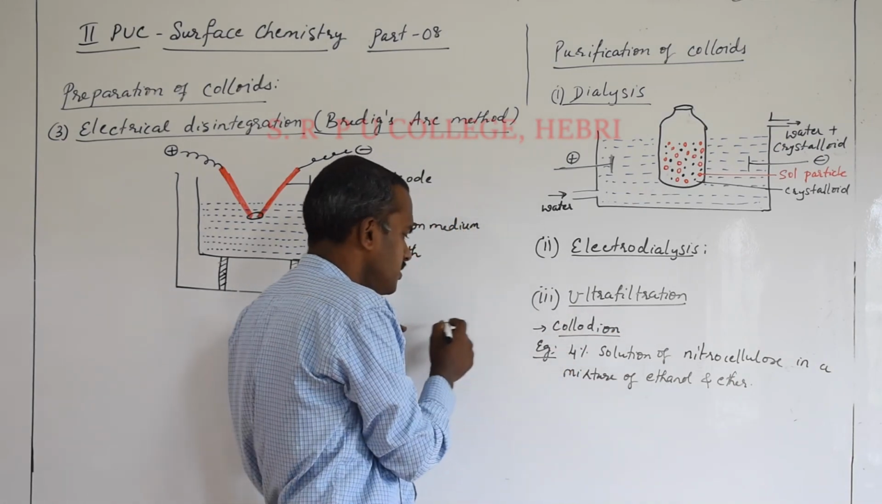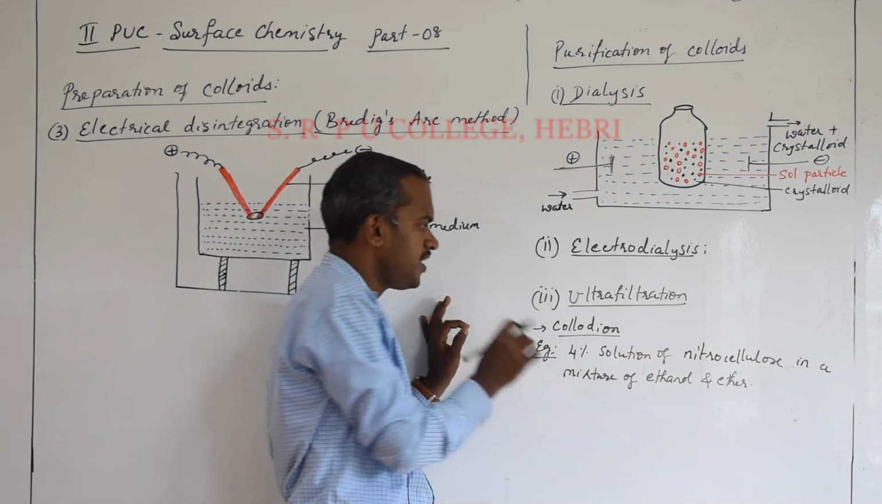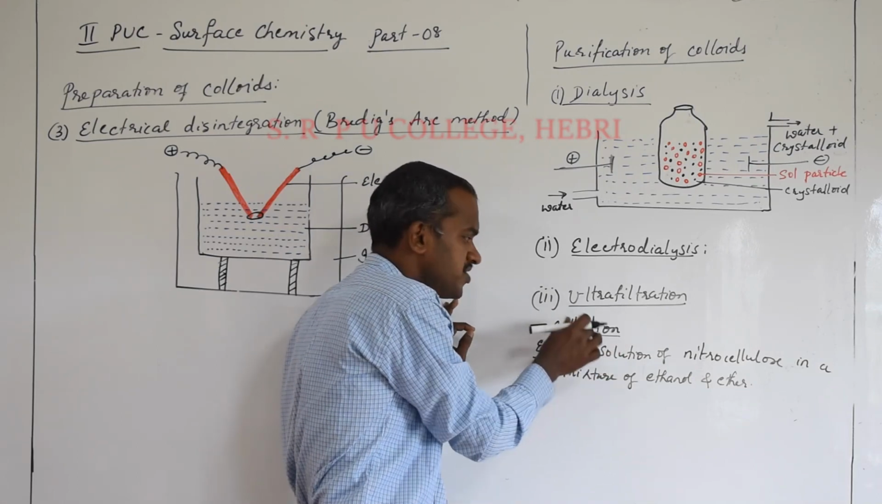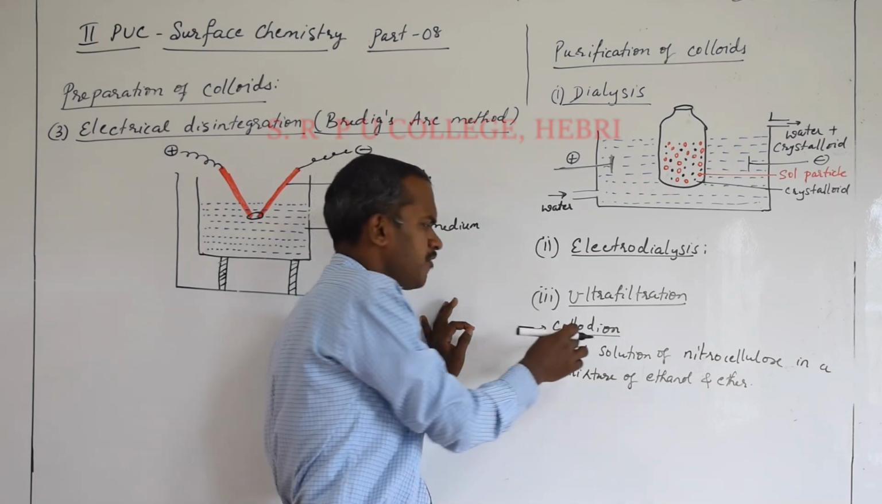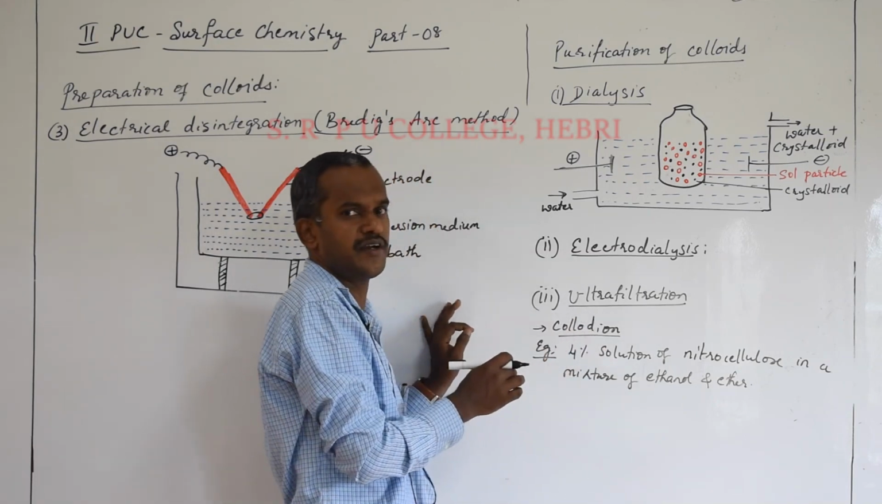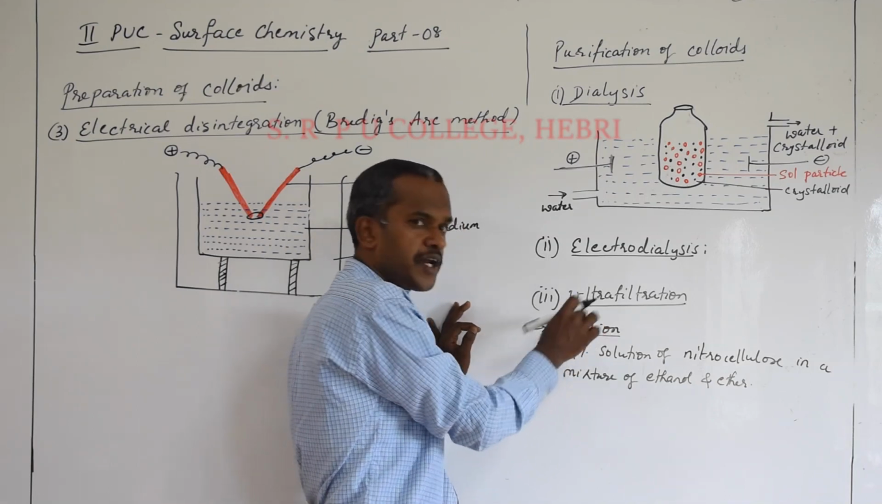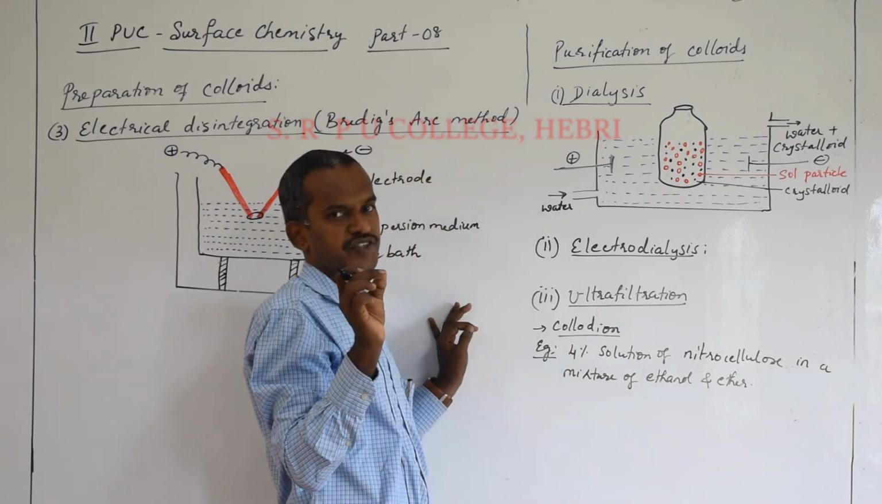Now I told you the filter paper has a larger pore size. Now we use one more substance, that is collodion. What it will do is decrease the pore size of the membrane. Any membrane you use in the separation of different sized particles, if you use collodion, it will accumulate around the pores of the membrane and decrease the pore size.